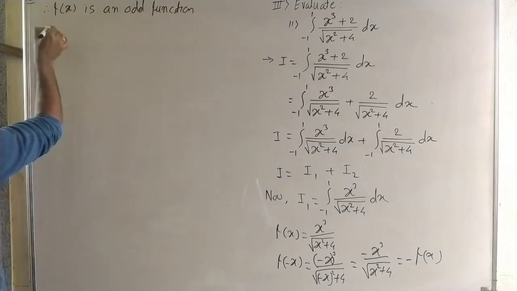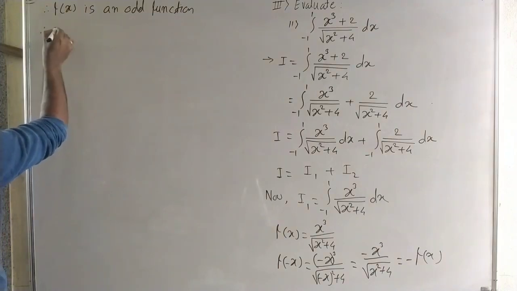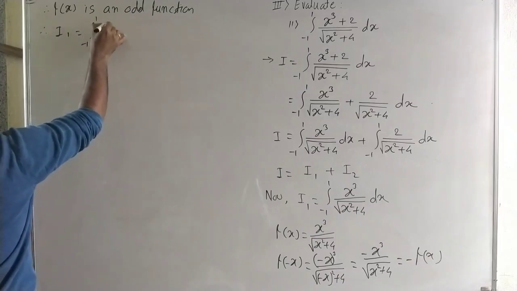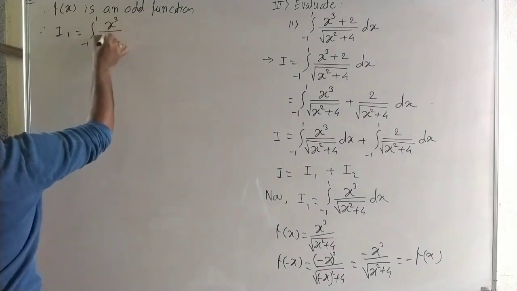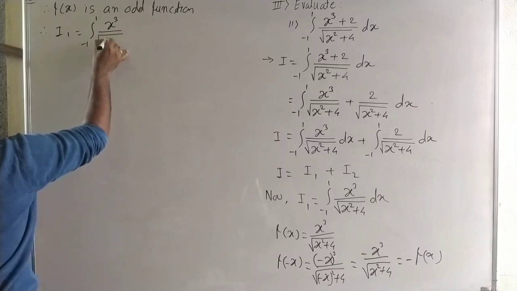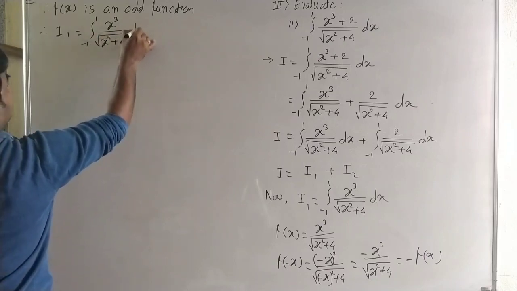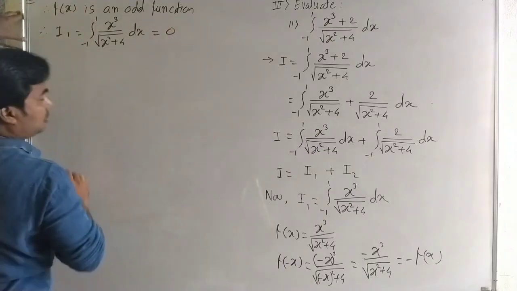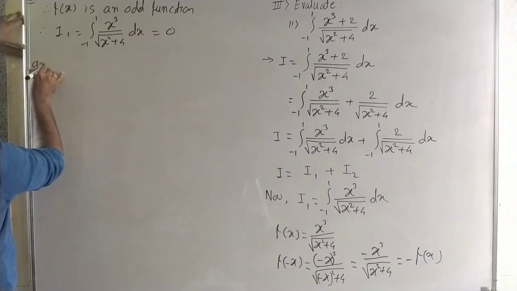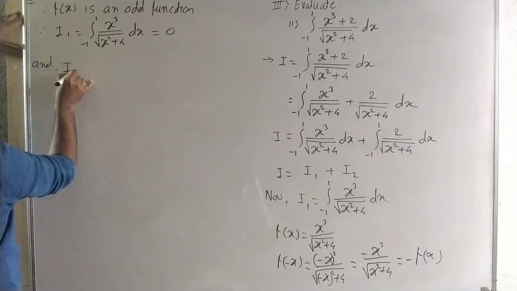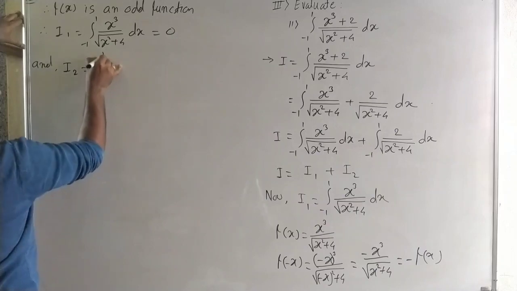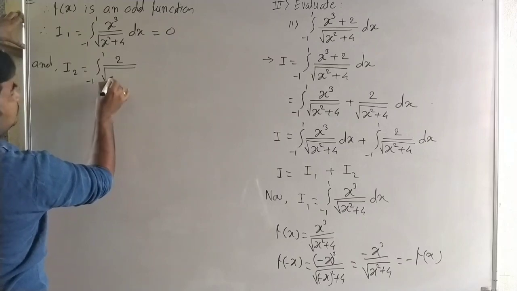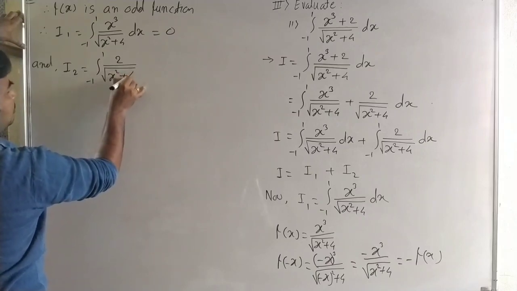And therefore we can write I1 equal to 0. Therefore I1, that is, the integral from minus 1 to 1 of x cube upon under root of x square plus 4 dx, is equal to 0 because it is an odd function. Okay, now we solve I2, the integral from minus 1 to 1 of 2 upon under root of x square plus 4 dx.